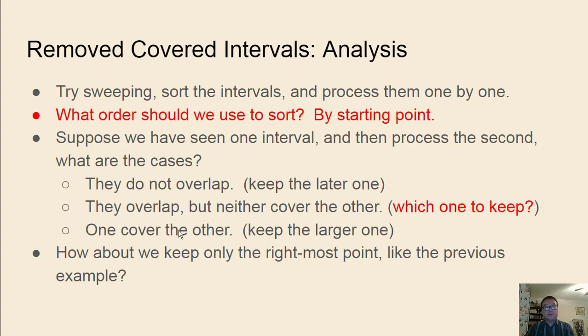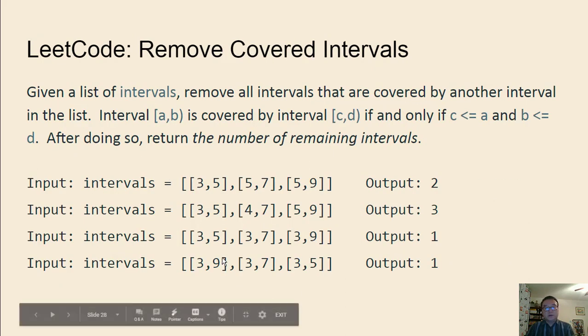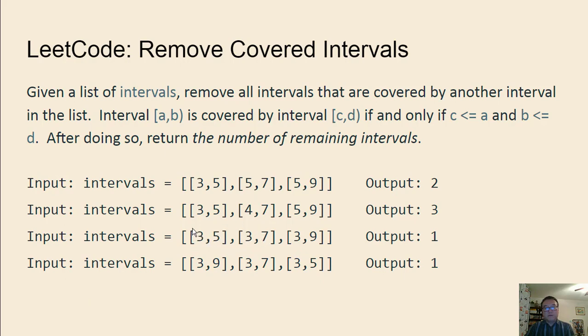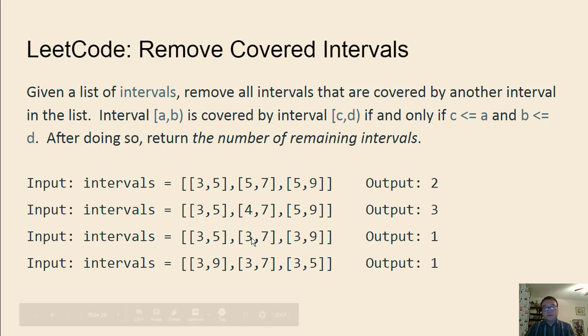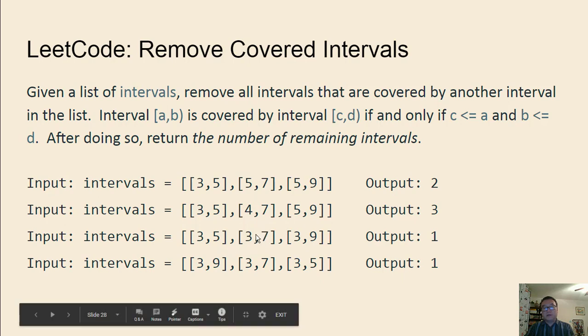Then we simply keep track of the larger one because the covered one is already removed, and anything it could cover will also be covered by the bigger one. So I guess in this case, if we have 3, 5, and 3, 7, we know 3, 5 is covered. We just need to remember 3, 7. And then when we see 3, 9, we can forget about 3, 7. We know it's covered, but we can forget it.